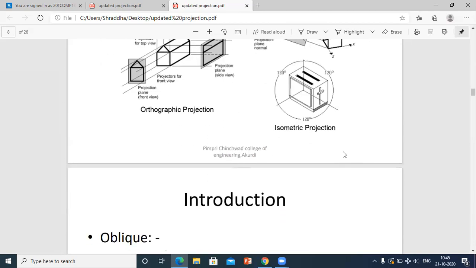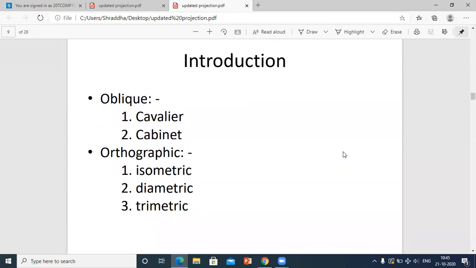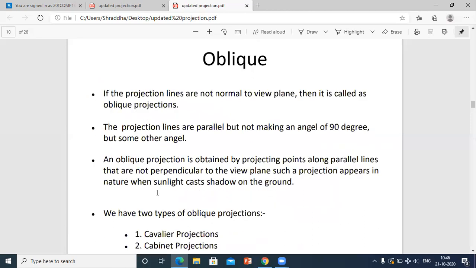Okay. Now we will start with parallel projection. We will come under two categories, that is oblique and orthographic. Now we'll start with the first category, that is oblique. Under oblique we have cavalier and cabinet, and under orthographic we have isometric, dimetric and trimetric. Here the spelling of dimetric is D-I. By mistake I have entered it as D-I-A. So the spelling is D-I-M-E-T-R-I-C, dimetric. So we'll start with oblique.